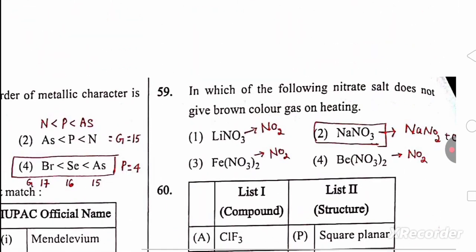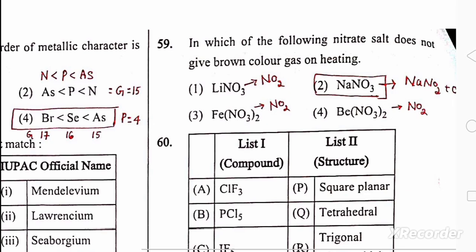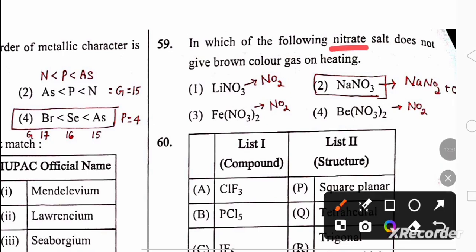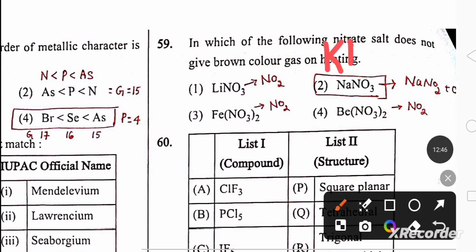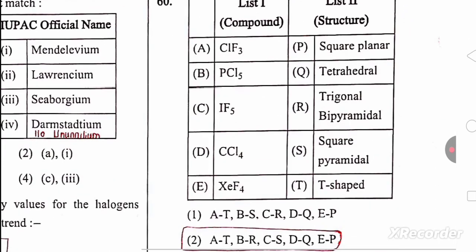Let us move to the next question. In the next question, which of the following nitrate salts, lithium, sodium, iron, beryllium nitrate salt, does not give brown color gas? Brown color gas is nitrogen dioxide gas. So among the four options, sodium nitrate and also potassium nitrate, on decomposition, do not give nitrogen dioxide brown color gas. Instead, they give NaNO2 and O2. So NaNO3 and KNO3 is the right answer. Let us move to the next question.